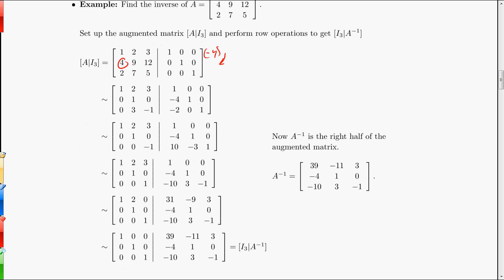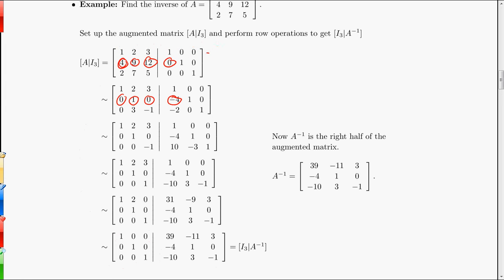So -4 times 1 is -4, and -4 plus 4 is 0. That's why we chose that multiplier. 2 times -4 is -8 plus 9 is 1. 3 times -4 is -12 plus 12 is 0. 1 times -4 is -4 plus 0 is -4. And nothing's going to change here because I have zeros.